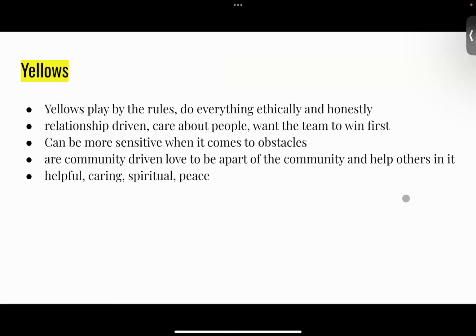Yellows, going into the next color. Yellow is the next color for those of you guys taking notes. Yellows play by the rules, right? They do everything ethically and honestly. Yellows are the complete opposite of reds, right?